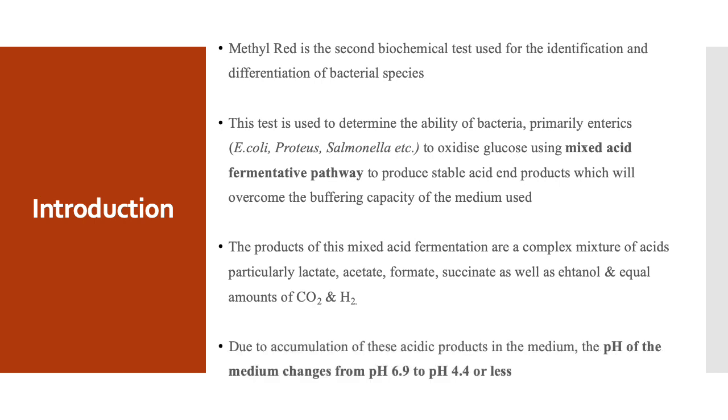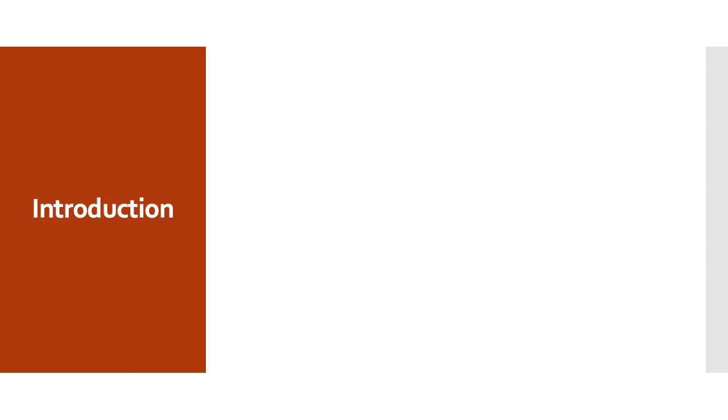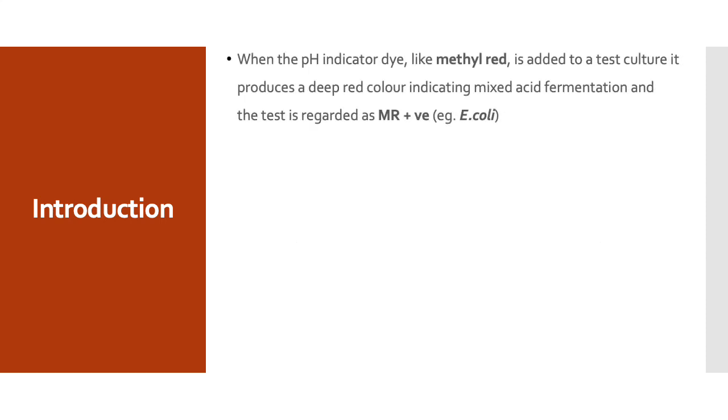Friends, due to the accumulation of these acidic products in the medium, the pH of the broth changes from pH 6.9 to pH 4.4 or less. So when the pH indicator dye like methyl red is added to a test culture, it produces a deep red color indicating mixed acid fermentation, and the test is regarded as MR positive. And the example is E. coli.